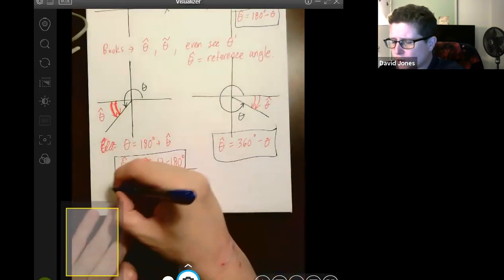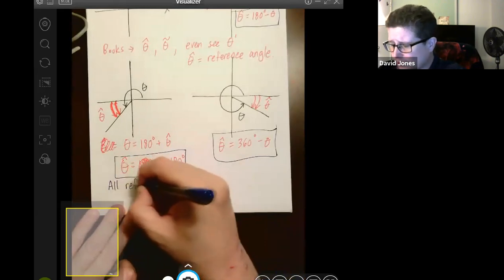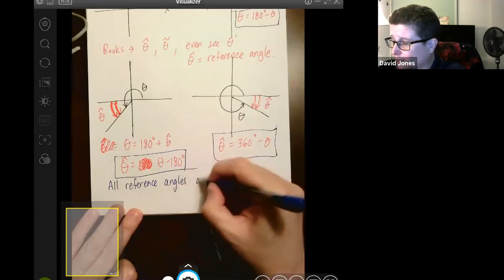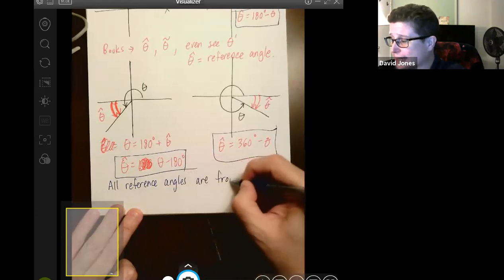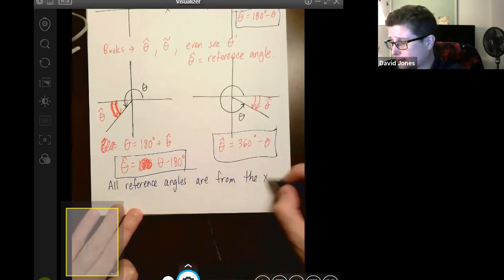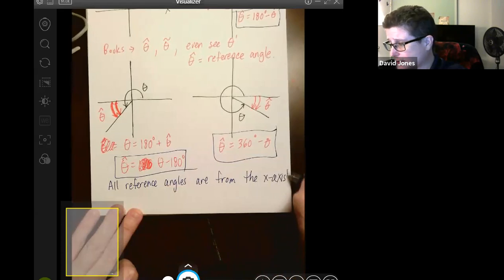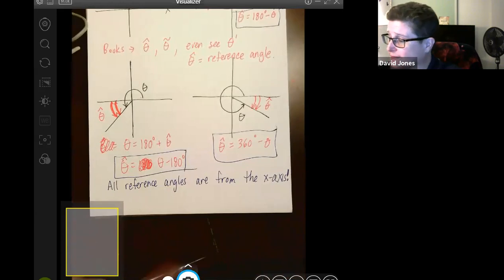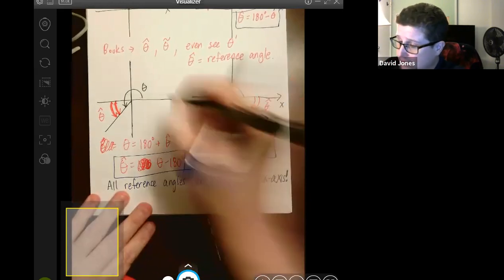It's important to note all reference angles are from the x-axis. Do not go off the y-axis. It's always off of the x-axis.